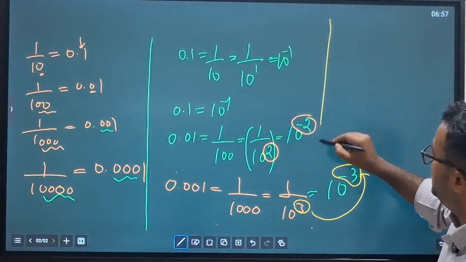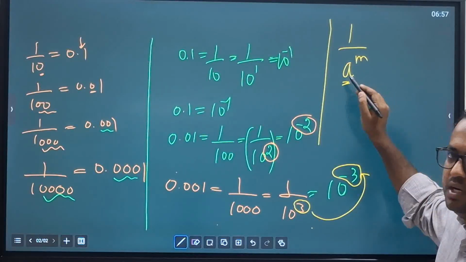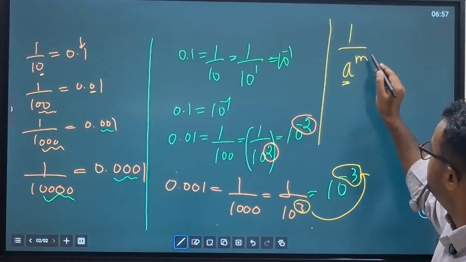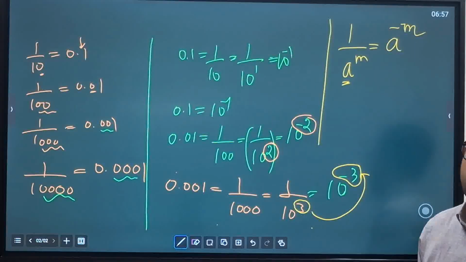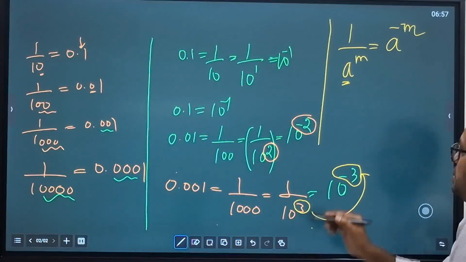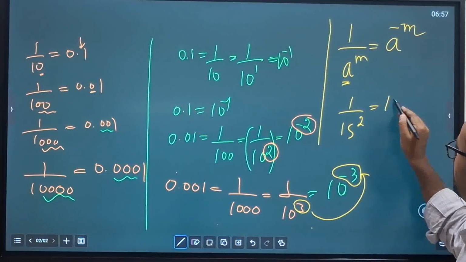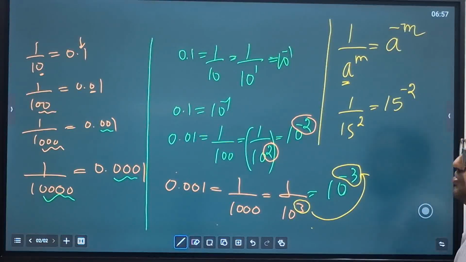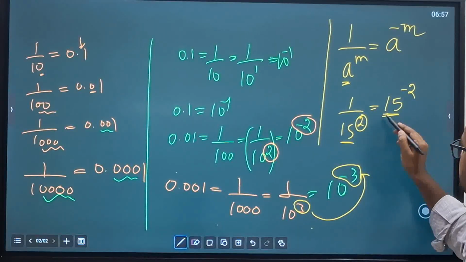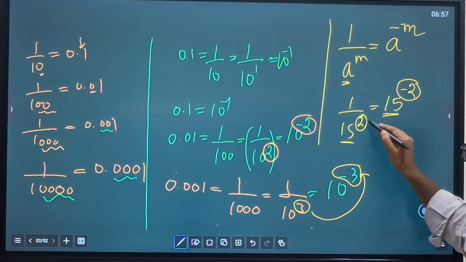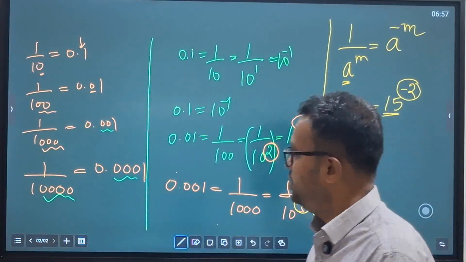So in general, I can write 1 by a power m, where a can be any integer and m is the power. It will become a power minus m. So that's what is happening. Say 1 by 15 square is equal to 15 power minus 2. Here it is the base, here it is the power. The base remains the same, only the power changes. Are you getting my point?